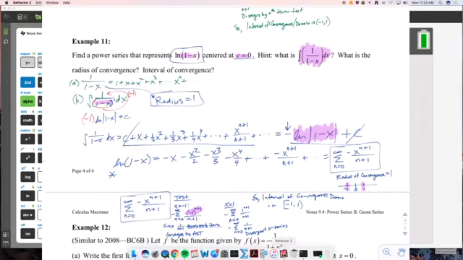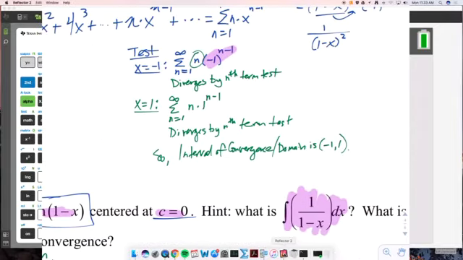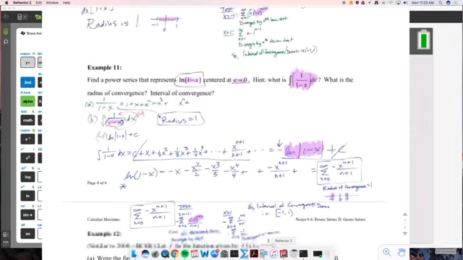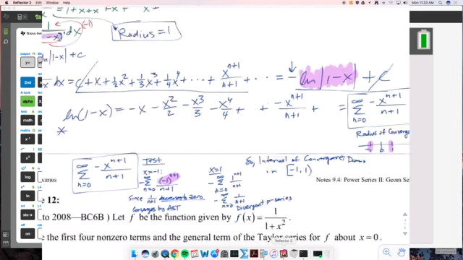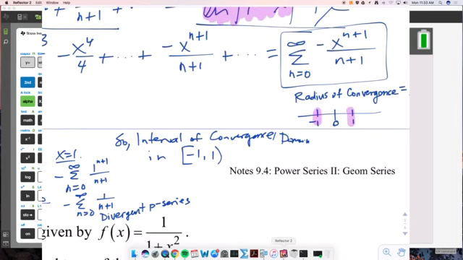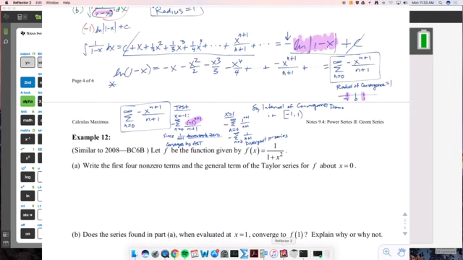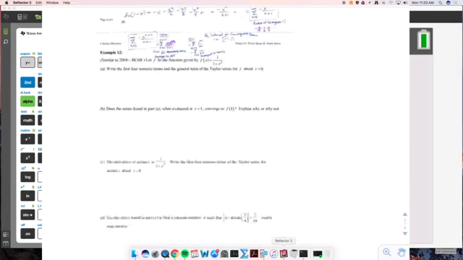So we saw one where nothing really changed. The endpoints weren't included. When we differentiated, here we integrated and we were able to include one endpoint. Sometimes you might be able to include both of them. The thing to remember, though, is when you take the derivative or integrate a known series, whatever it is, geometric or other, the radius stays the same, and you just retest the endpoints. Okay, sweet. I think we're going to stop right there.